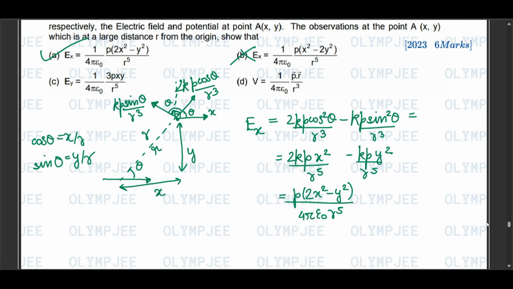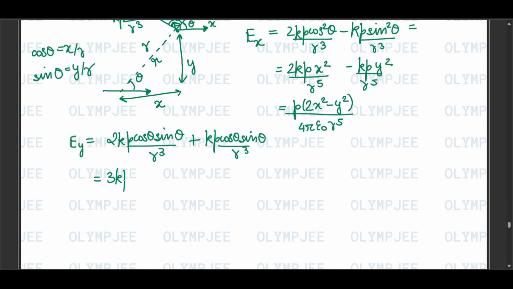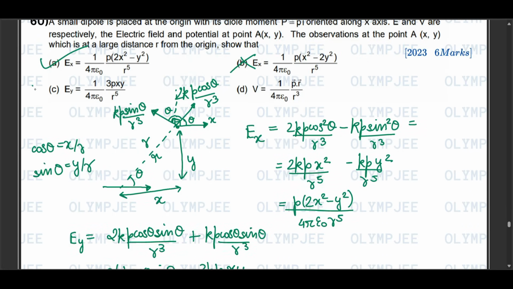Now in y direction we can calculate it. In y direction it will be 2 kp cos theta sin theta by r cube plus kp cos theta sin theta by r cube. This will be equal to 3 kp cos theta sin theta by r cube, and substituting cos theta and sin theta from here, it will be, right, and this is what is given in option C. Now potential, we already know the formula. This is correct, so D is also correct.